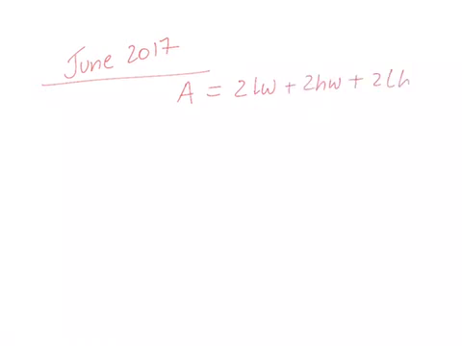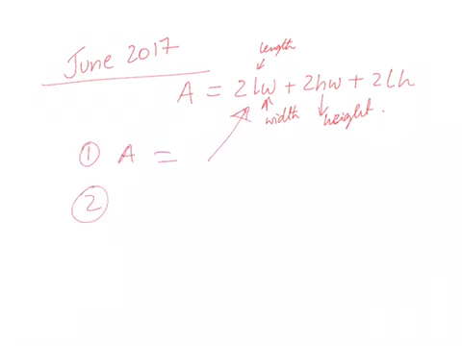Alright, this is a simple question. June 2017. They've given us the formula for the surface area, which is 2LW plus 2HW plus 2LH. And they're asking which one of the answer choices does not depend on H. So this is length, this is width, and this is height. Answer choice 1 is this entire thing. Answer choice 2 is 2LW. 3 is 2HW. 4 is 2LH.